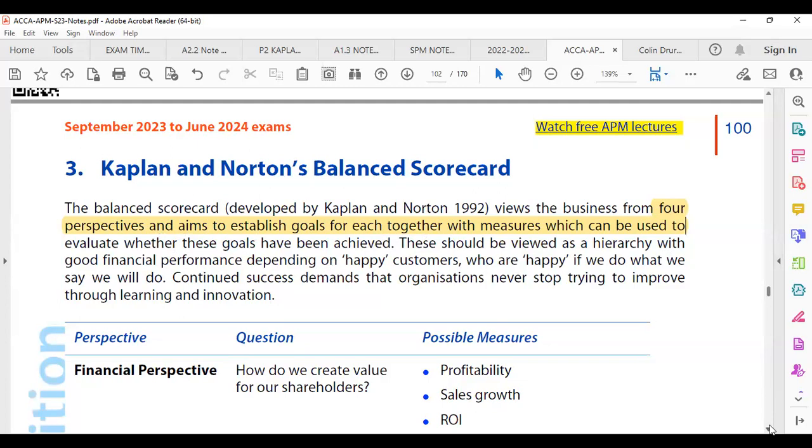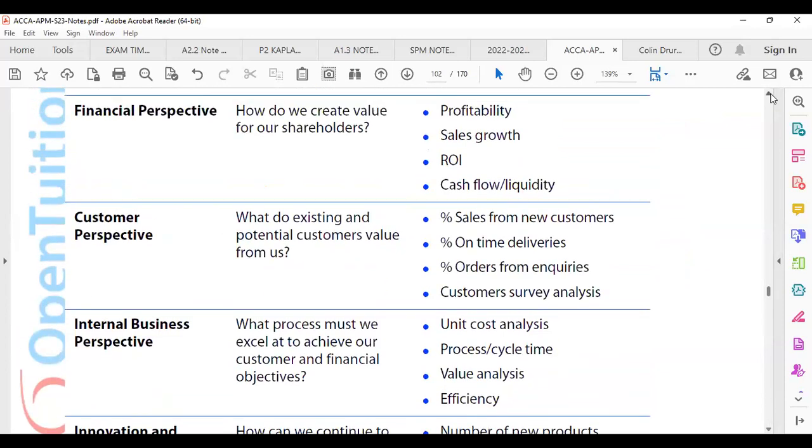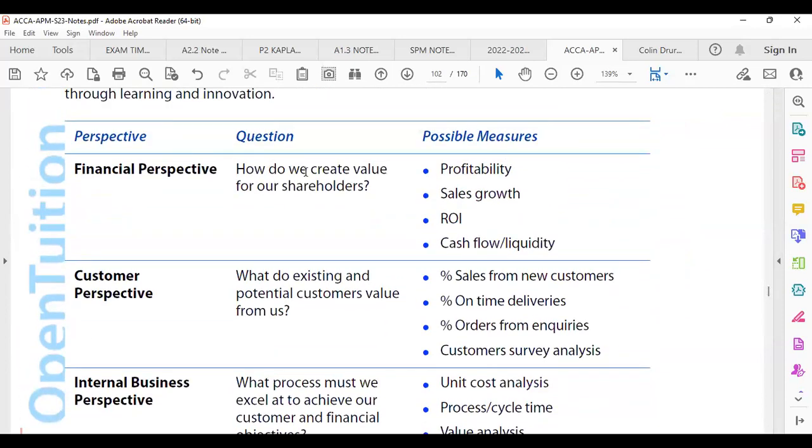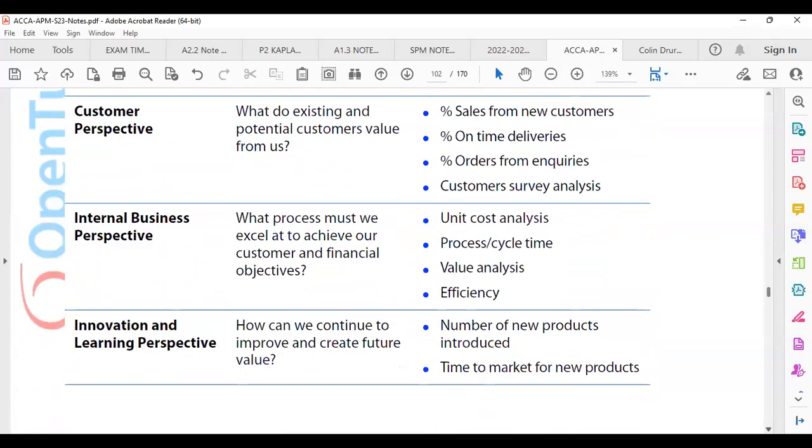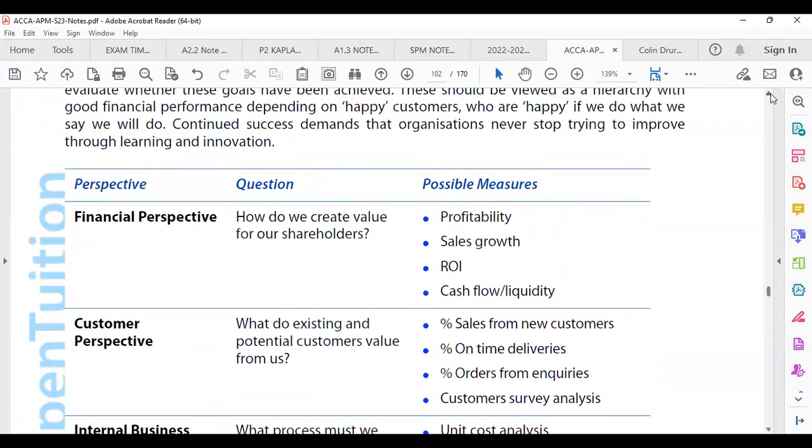So it has the four perspectives. One is the financial perspective, the customer perspective, the internal business perspective, and the innovation and learning perspective. Those are the four categories that it tries to pursue. So one is the financial perspective. Now, the name has all the meaning of what they're talking about here.